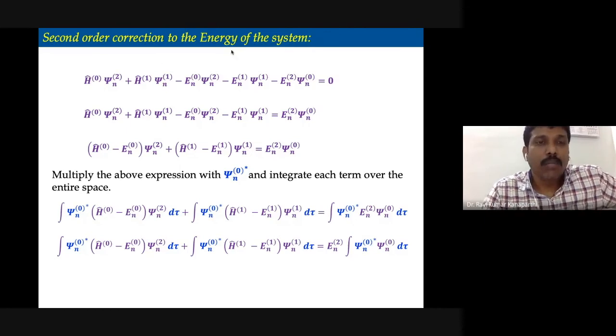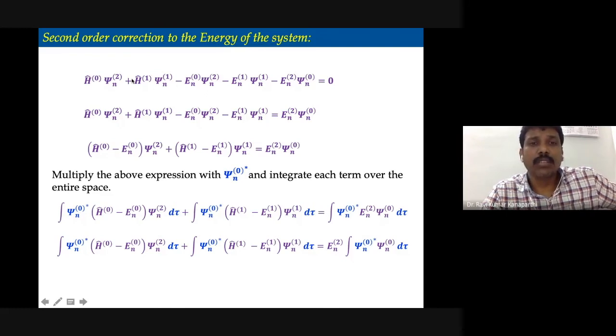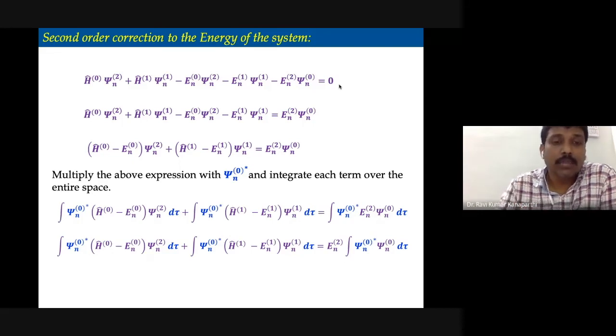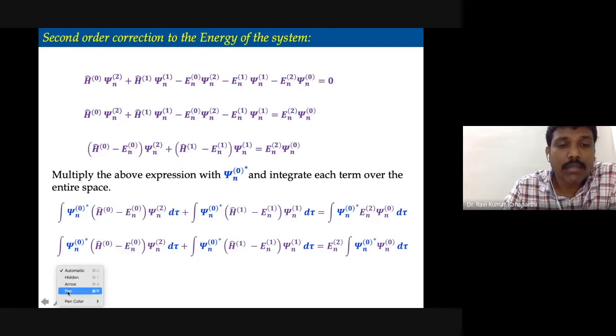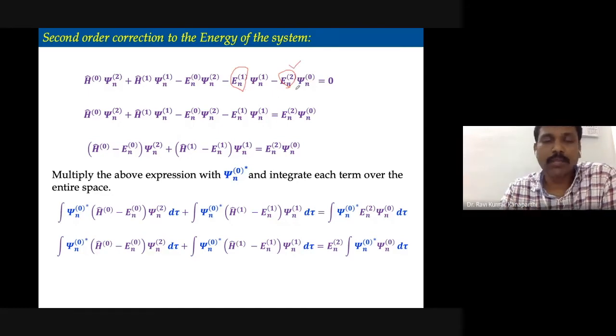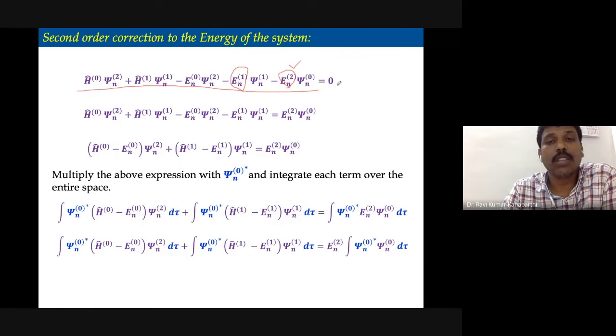To calculate the second order correction to the energy, let us find the expression, equation number 8, which we obtained some time back. That is the expression wherein you can find the second order correction to the energy. This is the first order correction to the energy, and this is the second order correction. That expression has to be written here, and it has to be 0. All these 5 terms have to be 0.